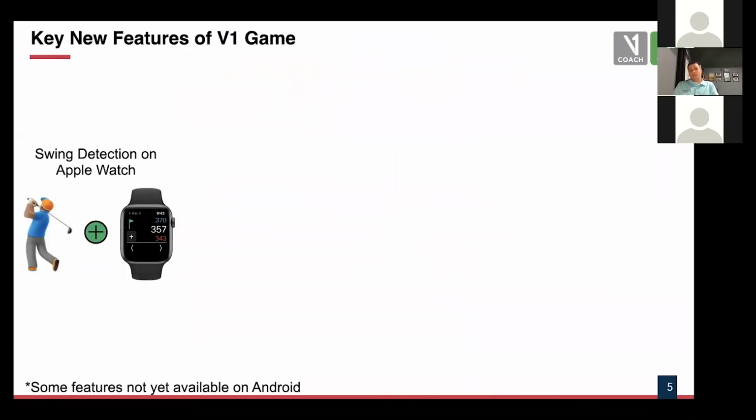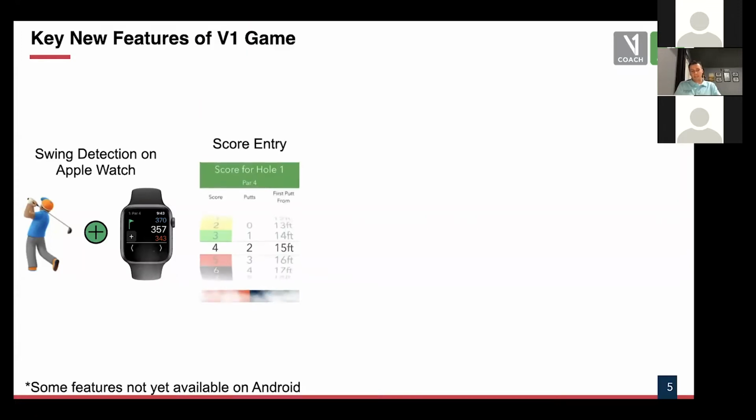So first, I wanted to talk about a few new features here in the app that some of you may or may not be aware of, things we've added recently. The first being swing detection on the Apple Watch. Now for our Apple Watch users, when you take a swing, it's actually going to detect that swing and improve our automatic shot tracking and artificial intelligence even further than it was before.